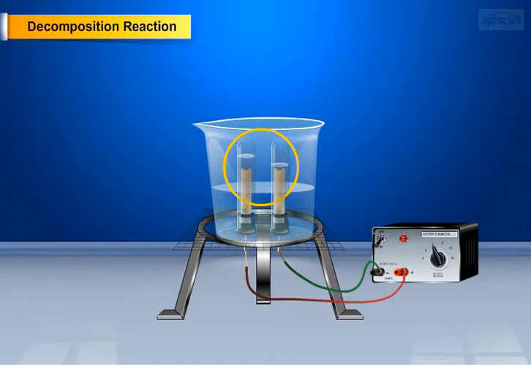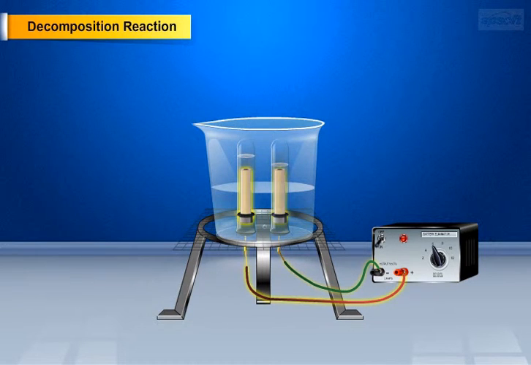Observe the volume of the gas collected in the test tubes. We observe that the volume of the gas collected at the negative electrode, the left electrode, will be double the volume of gas collected at the positive electrode, the right electrode. The gases formed at the 2 electrodes go on collecting in the top parts of the inverted test tubes, as the water level in these test tubes falls down gradually.